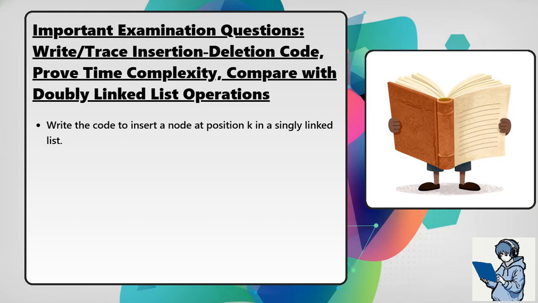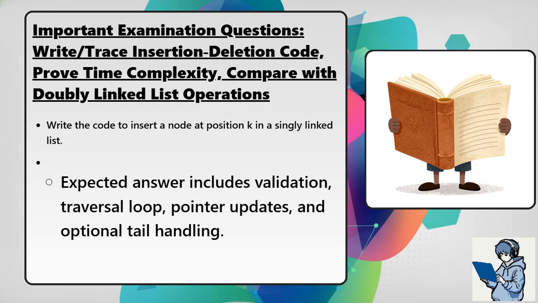Write the code to insert a node at position K in a singly linked list. Expected answer includes validation, traversal loop, pointer updates and optional tail handling.